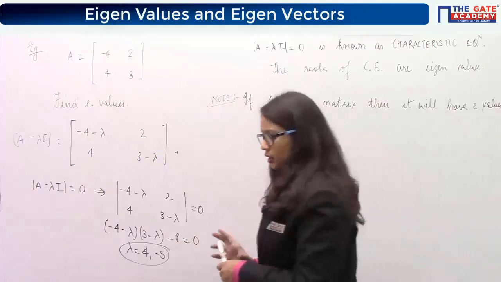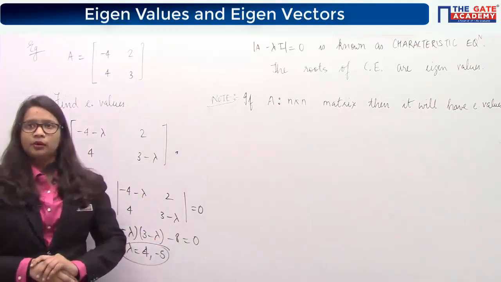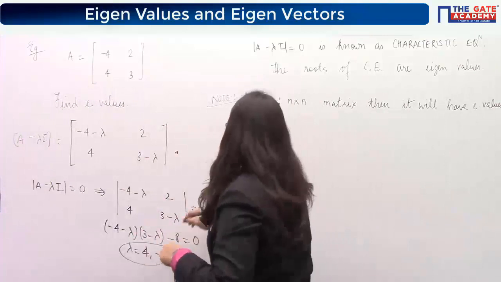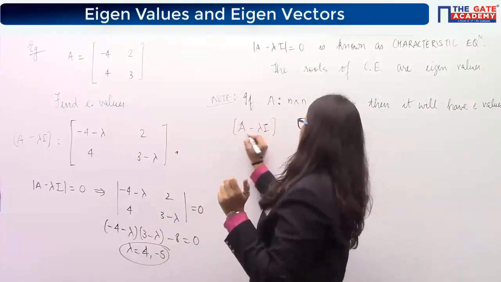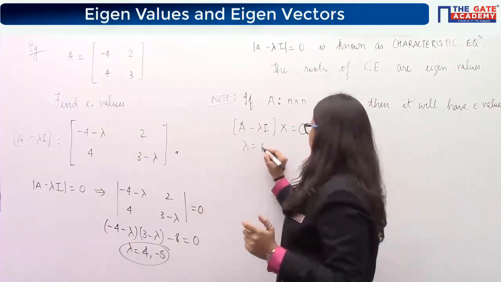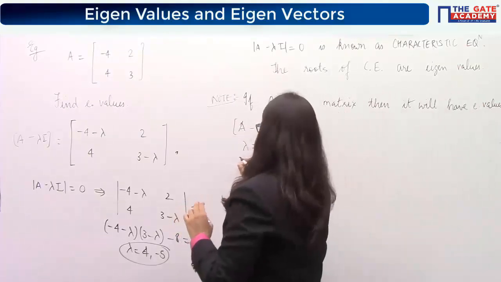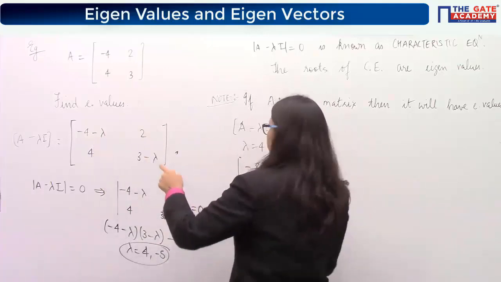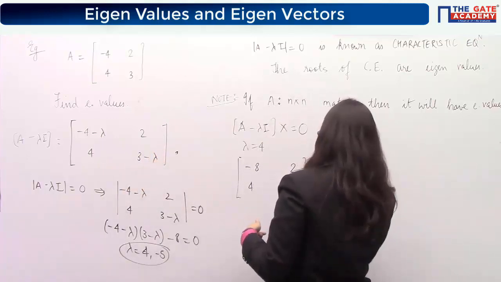Okay, and after this we will find the eigenvectors corresponding to these eigenvalues, but that I'll do after the break. So, the eigenvector corresponding to 4. How do you find the eigenvector? Using the same equation, this one. You will just substitute lambda equal to 4 in this and find the eigenvector corresponding to it. So in A minus lambda I, just substitute 4 in place of lambda. So it will be minus 8 here, 2 here, 4, and 3 minus 4, that is minus 1.